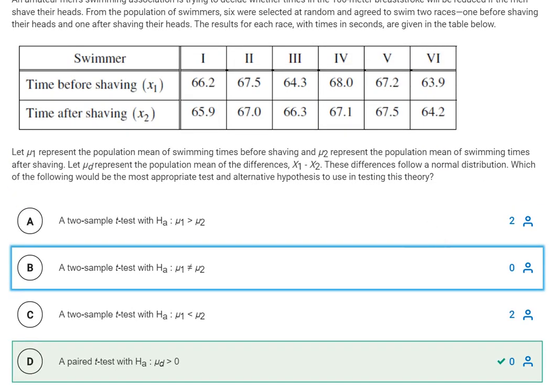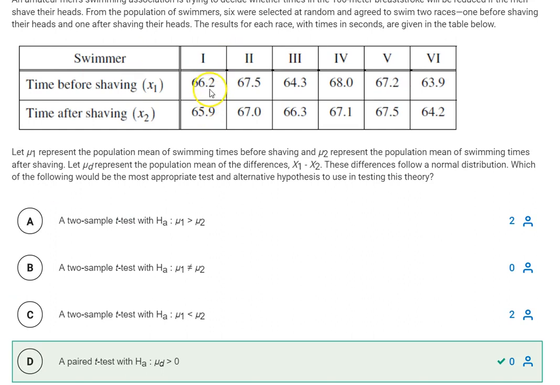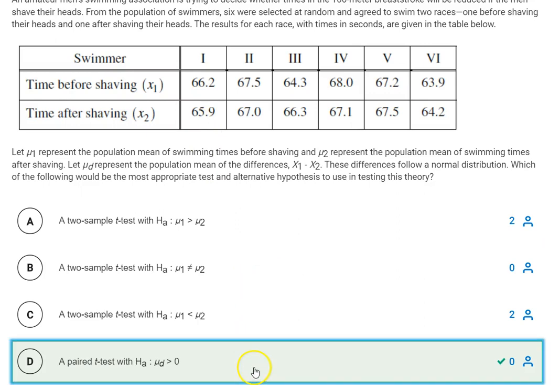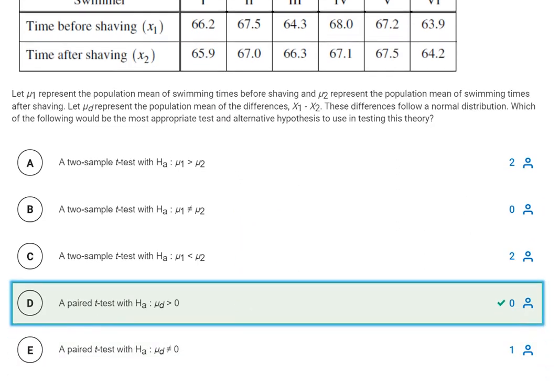But if you notice that the two samples are not independent of each other. In this case, they're definitely not independent. The time before and after shaving for a single swimmer would be very dependent on that swimmer's ability. So we can't think of these as two independent samples.